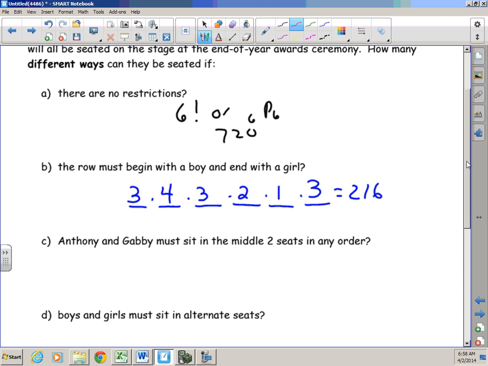Anthony and Gabby must sit in the middle 2 seats in any order. So, again, I have in the middle Anthony or Gabby. That's 2 of them. Once one of them takes a seat, that's down to 1, then 4, 3, 2, 1. That's 48 different ways.